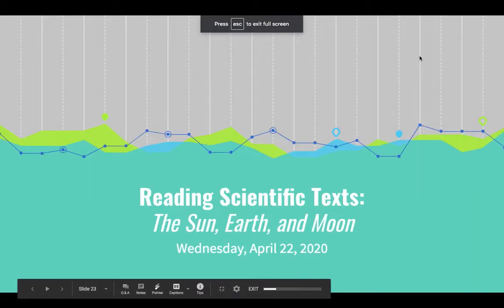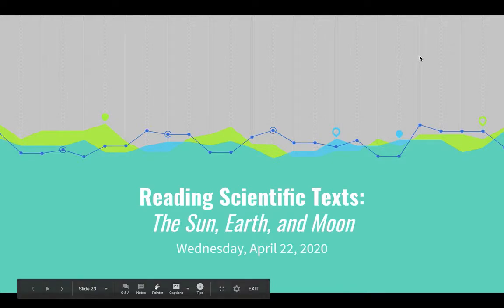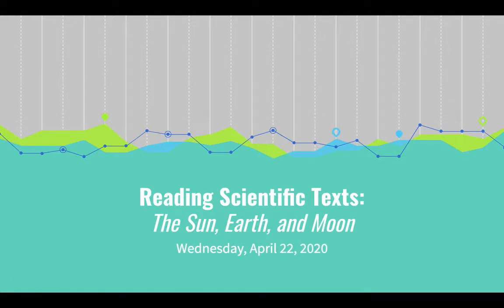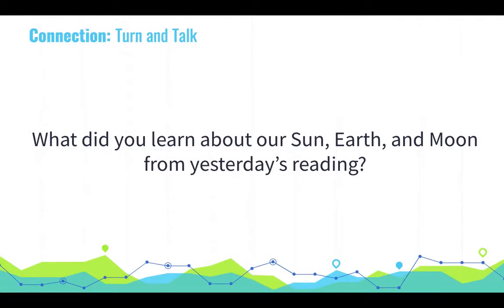Today we will continue our work with the text you read yesterday, The Sun, Earth, and Moon. Remember, there is an audio recording of that book available. If you choose to read it that way, that's a great tool to use. So turn and talk. What did you learn about our Sun, Earth, and Moon from yesterday's reading?